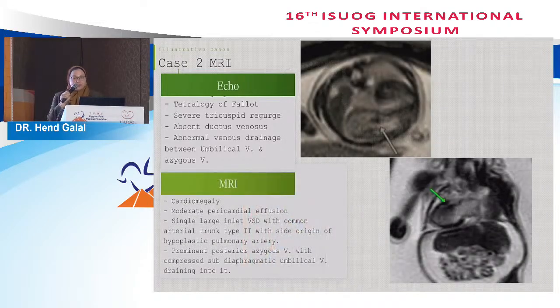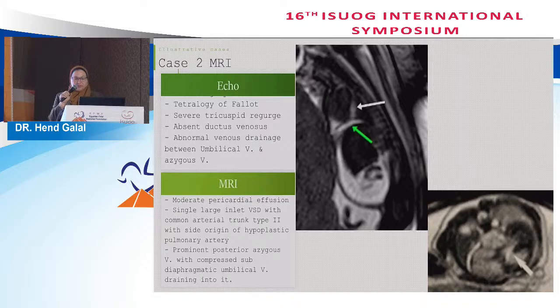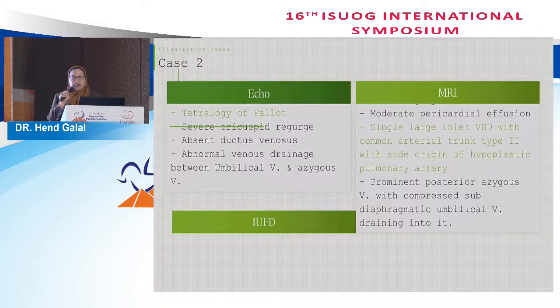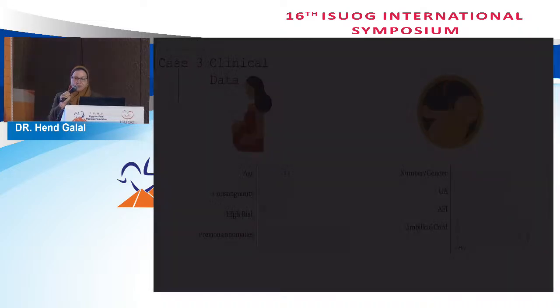As regard MRI finding, it gives a picture of cardiomegaly, moderate pericardial effusion, single large inlet VSD with common arterial trunk type 2 with side origin of hypoplastic pulmonary artery, prominent posterior azygous vein with compressed subdiaphragmatic umbilical vein draining into it. Unfortunately, this baby died intrauterine, so we cannot know the exact postnatal diagnosis.